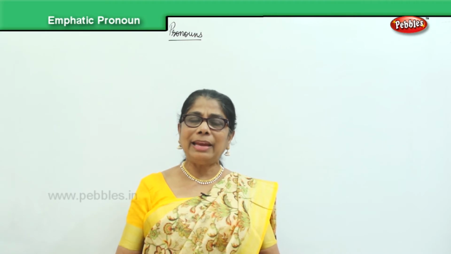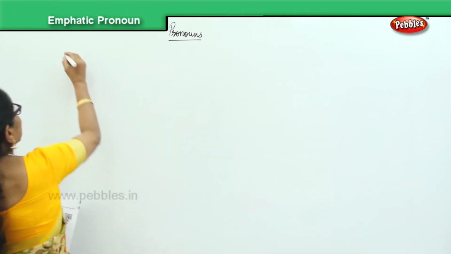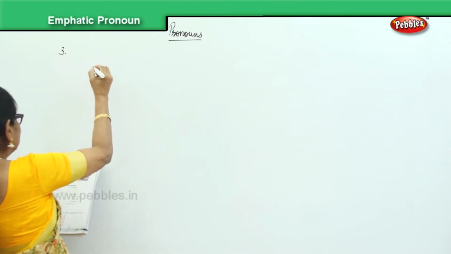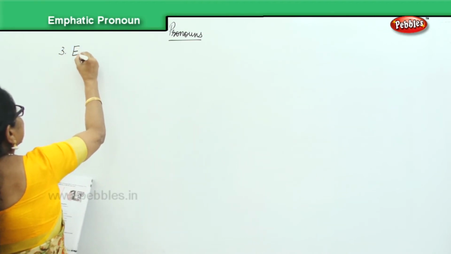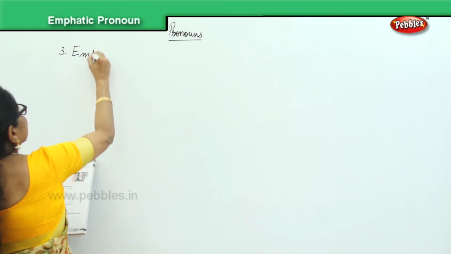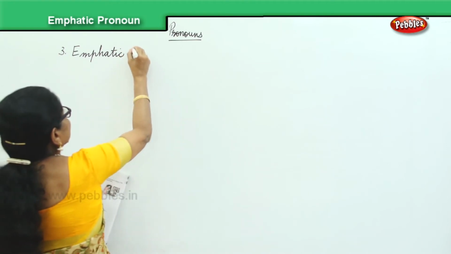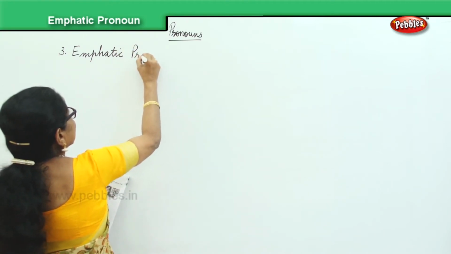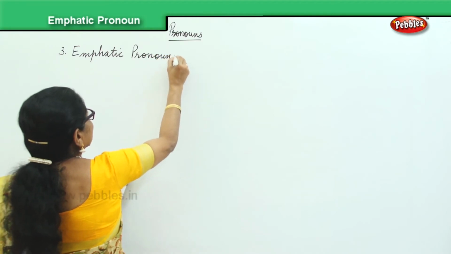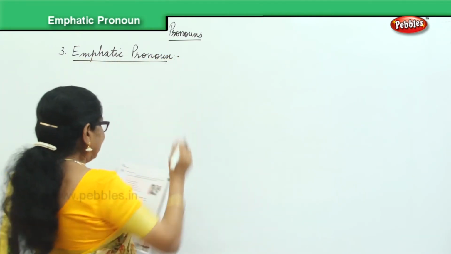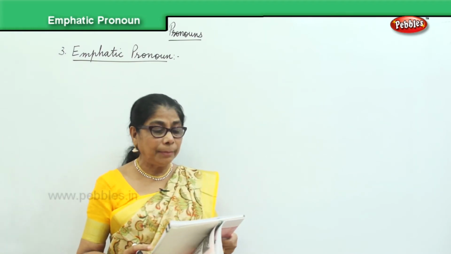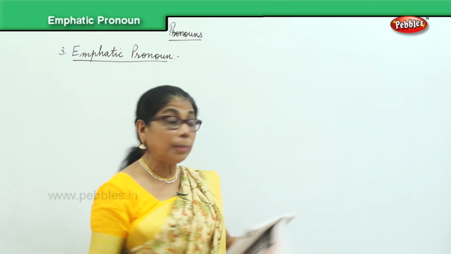Having done personal pronoun and reflexive pronoun, we go to the third one, that is emphatic pronoun, the third kind of pronoun. Now, what do the emphatic pronouns say? An emphatic pronoun is used with a noun or a pronoun.